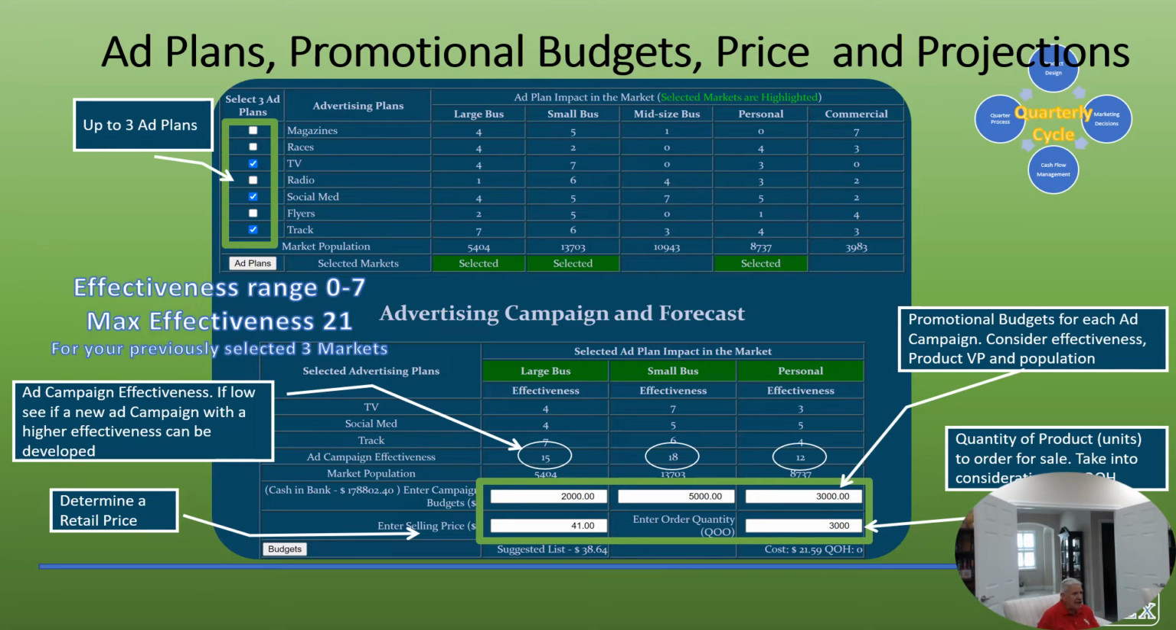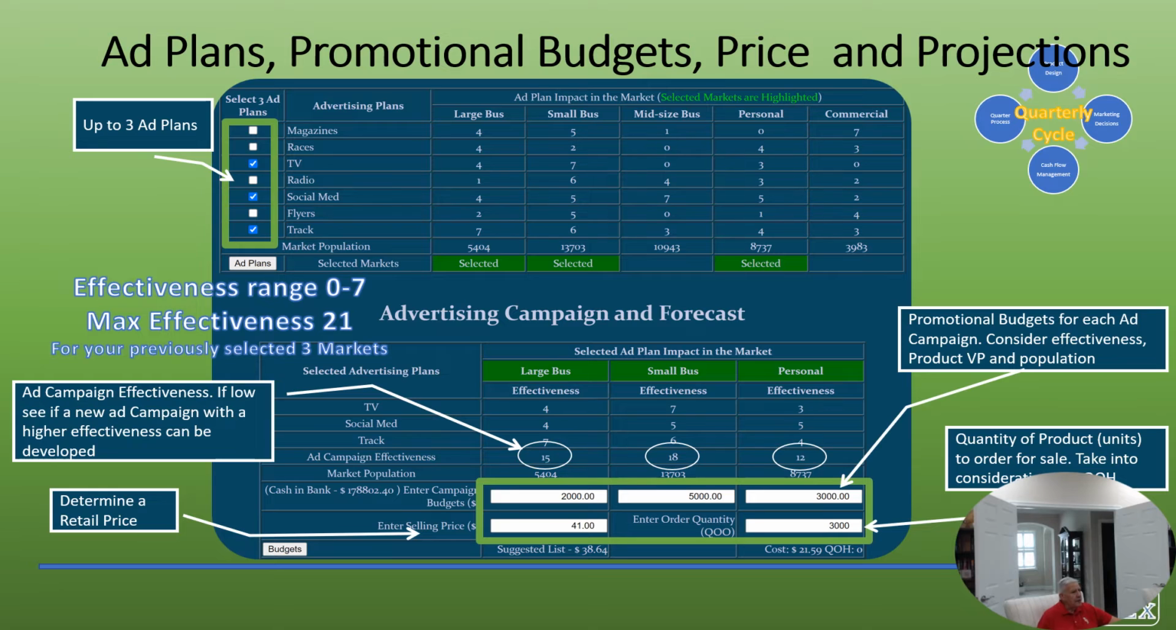Once we're satisfied with the ad campaigns, which essentially are made up of the ad plans, we then proceed to enter budgets for each of these. And remember, the more effective an ad campaign is, the more effective our budgetary dollars are going to be. So a high effectiveness means that our dollars are going to be well spent. A low effectiveness means our dollars are not going to be well spent.